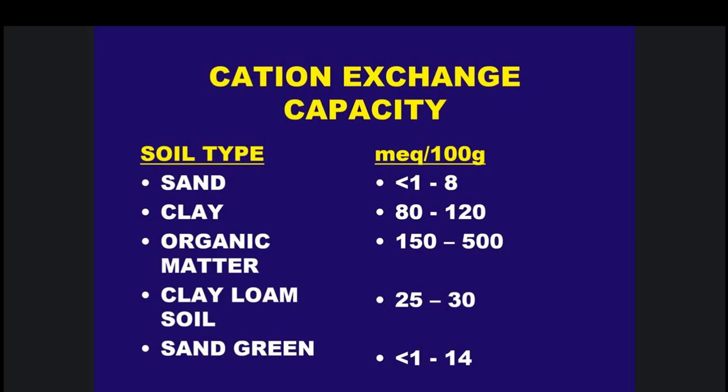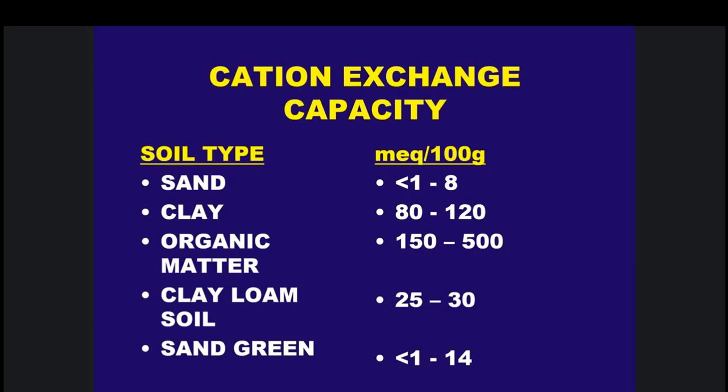Okay, and again, they're not going to tell you what that means, but let's look at that. MEQ stands for milliequivalent, and it's a chemical term that I'll tell you a little bit more about in a minute. What we're doing is measuring the number of these electrical sites. 100 Gs is 100 grams of soil. There are 454 grams of soil in a pound, so 100 grams is about a cup of soil.